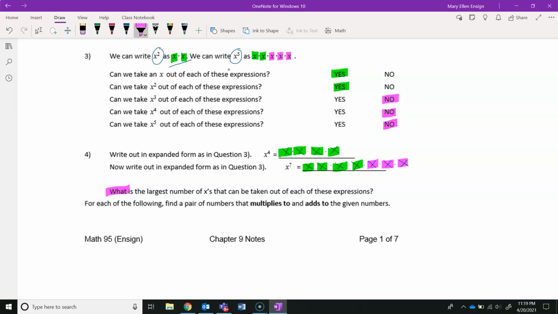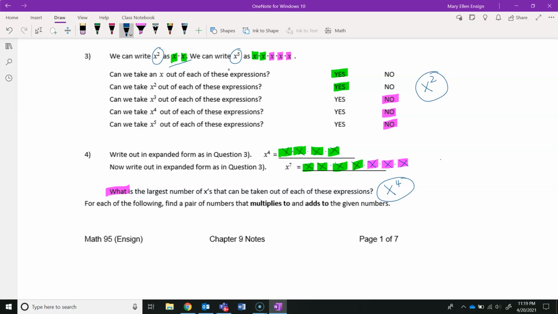Same thing with those. I could take x to the seventh from the bottom, but I could only take up through x to the fourth from the top. So this x to the fourth and here x to the second are actually our greatest common factors for these expressions. The greatest common factor of x squared and x to the fifth was x squared. The greatest common factor of x to the fourth and x to the seventh was x to the fourth.